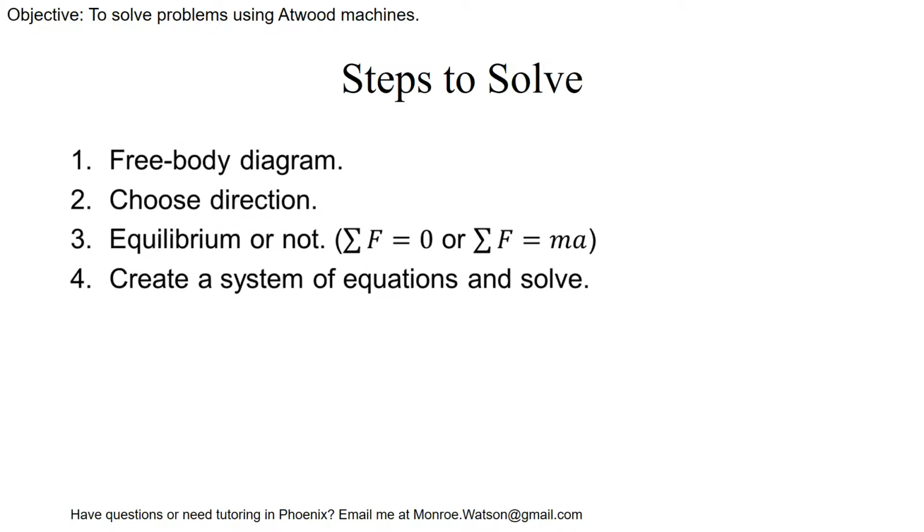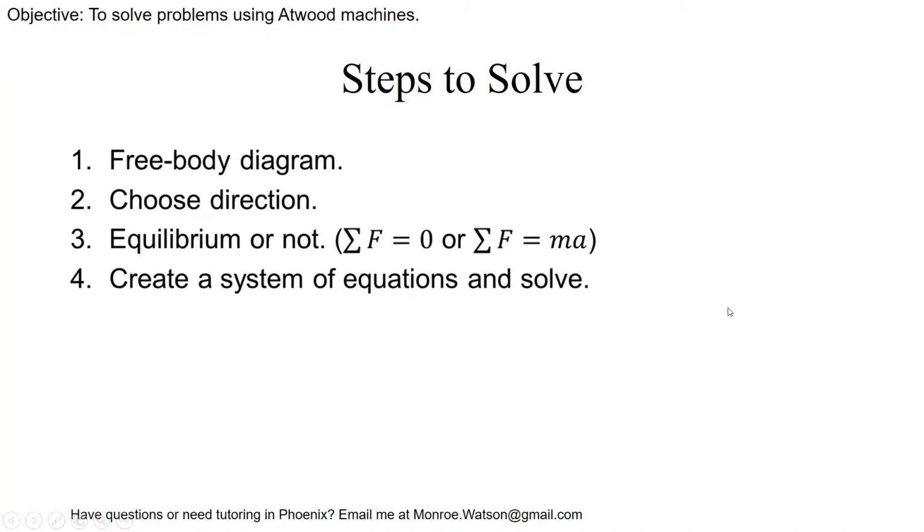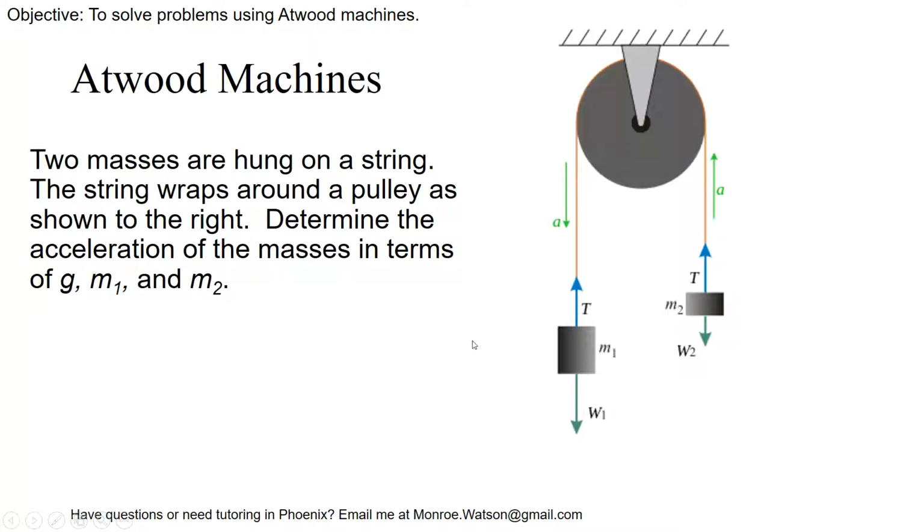The next question is the most important, I would say, of all of these, and that is to determine: is the object in equilibrium or not? In other words, is the object at rest, or is it moving at a constant velocity? If the answer is yes, you're going to take all of your forces and sum them equal to 0. If the answer is no, then you're going to apply Newton's second law and sum all the forces equal to mass times acceleration. And the last thing you want to do is create a system of equations and solve. Basically, you're just using your algebra skills and solving that system of equations for whatever variable you need. So let's take a look at an example.